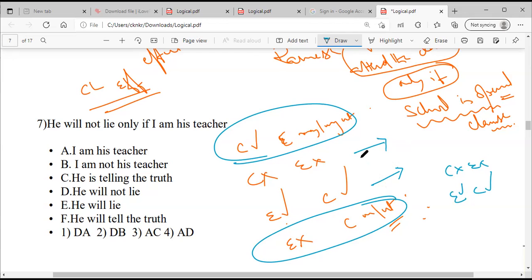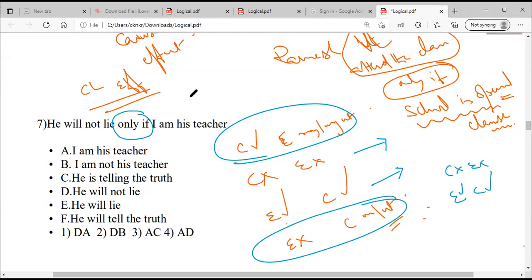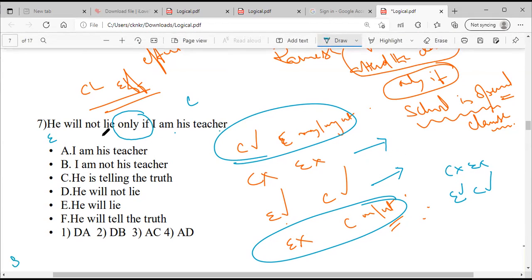Let us start working on the questions right now. He will not lie only if I am his teacher. Separate only if. Cause is I am his teacher. Effect, he will not lie. This is the statement. Number 1 conclusion. Cause doesn't happen. I am not his teacher. Where is the statement? B for Bombay. Then effect should not happen. He will not lie, that should not happen. He will lie. Where is the statement? E. BE should be the answer.